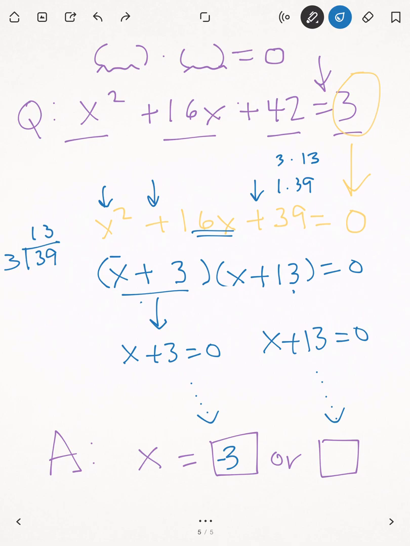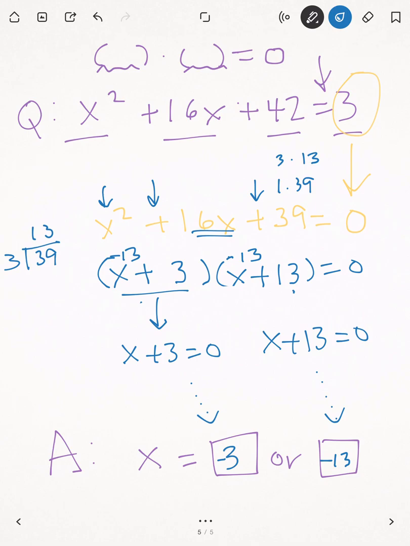The next answer, x plus 13 equals 0, negative 13. Because when we put negative 13 here and negative 13 here, we get 0 times negative 10. That's definitely 0. There's our two final answers.